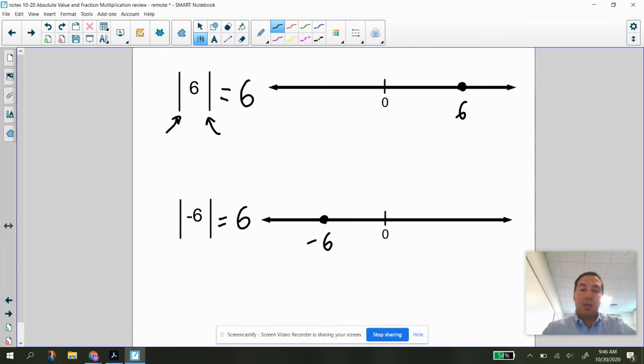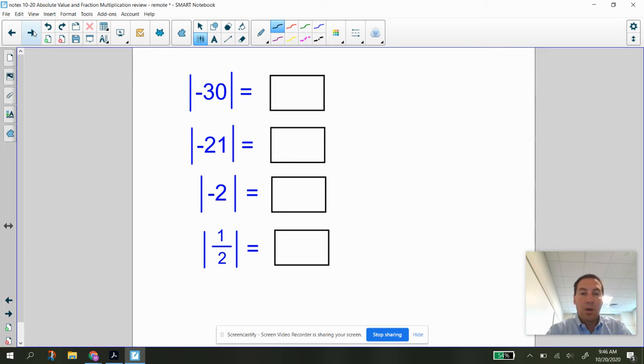So you see two things. Number one, absolute value is always positive, or I guess it could be 0. Number two, the absolute value of 6 and negative 6 gives you the same answer. So why don't you pause the video here and see if you can figure out what the absolute value of these things would be. All right, and we're back.